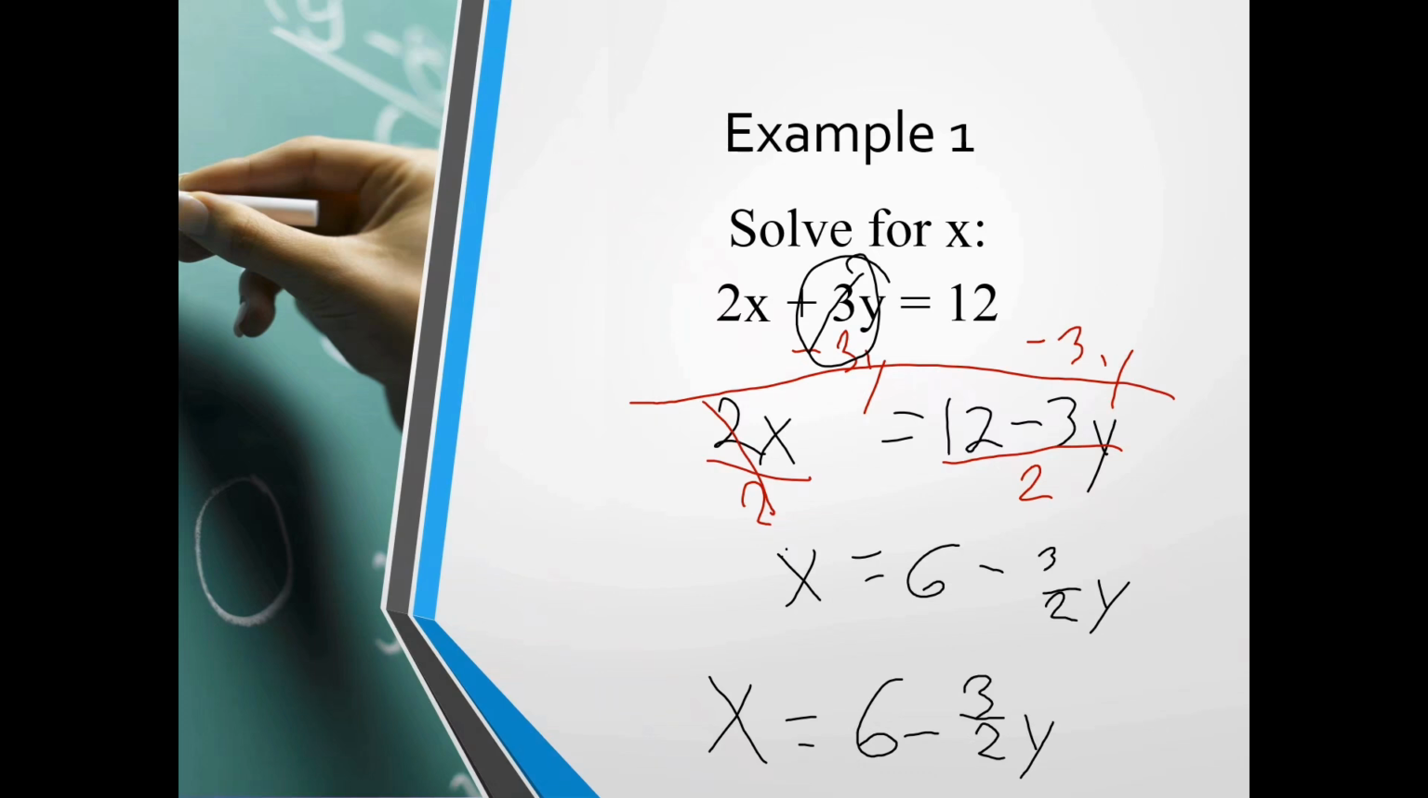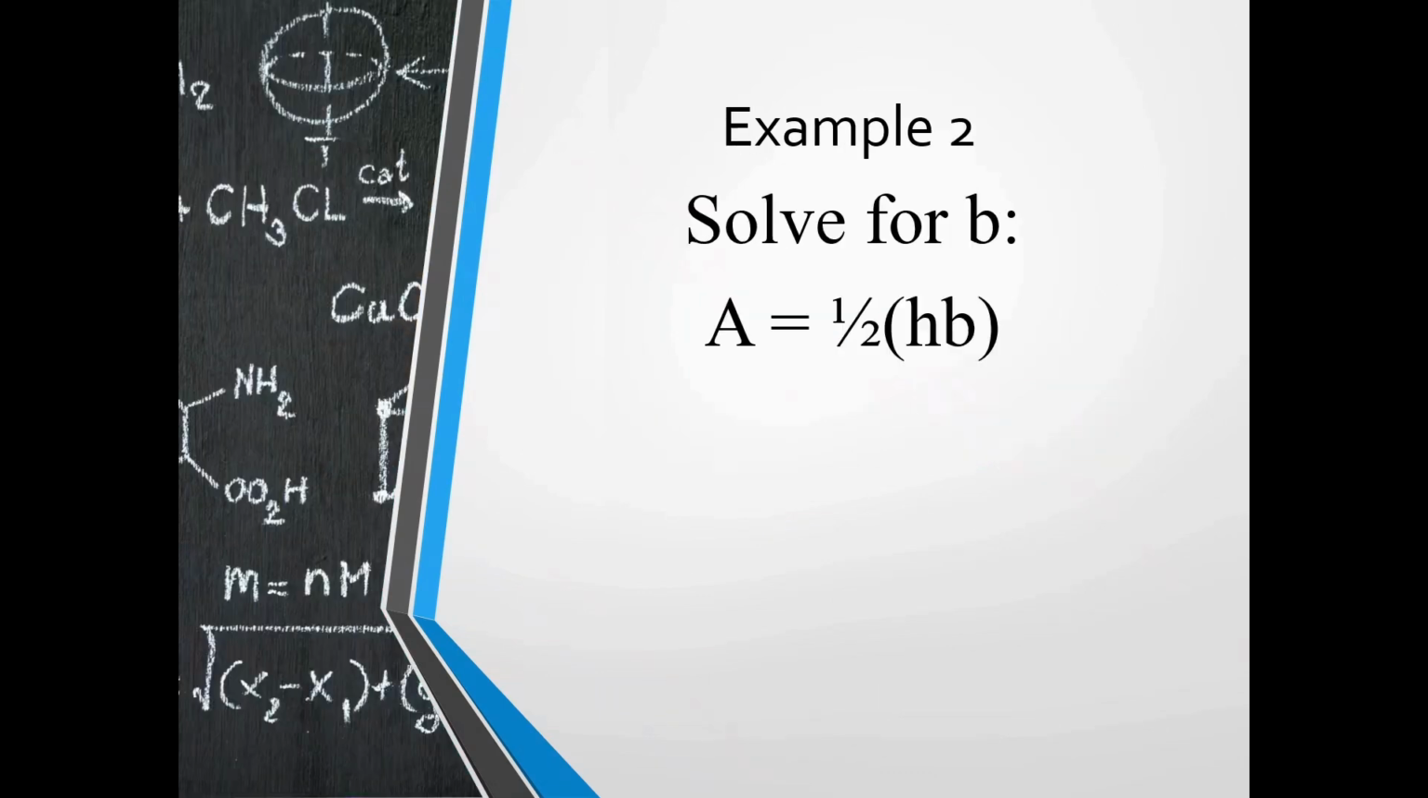Example 2. Solve for b if a equals half of hb. So the variable we want to isolate is b. So we need to get rid of everything that's on the same side as b. In order to do this, we're going to go ahead and get rid of the coefficient of a half.